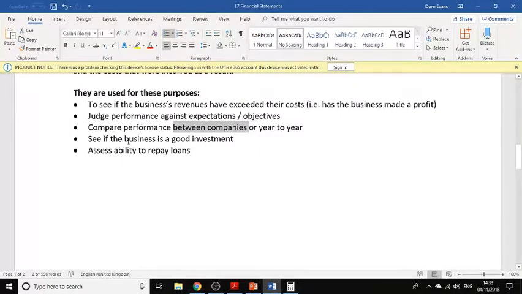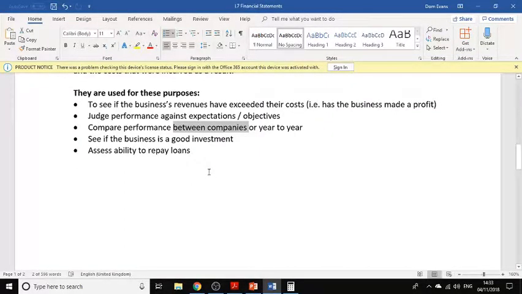Potential shareholders might look at profit and loss accounts to see if the business is a good investment. Existing shareholders might look at it to see if they could potentially earn more money elsewhere, to make sure that their money is safe and invested in a good company. And banks might use an income statement to assess a company's ability to repay loans.